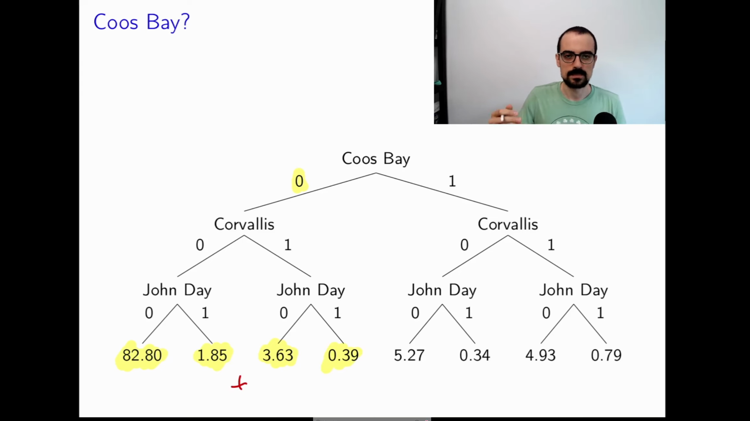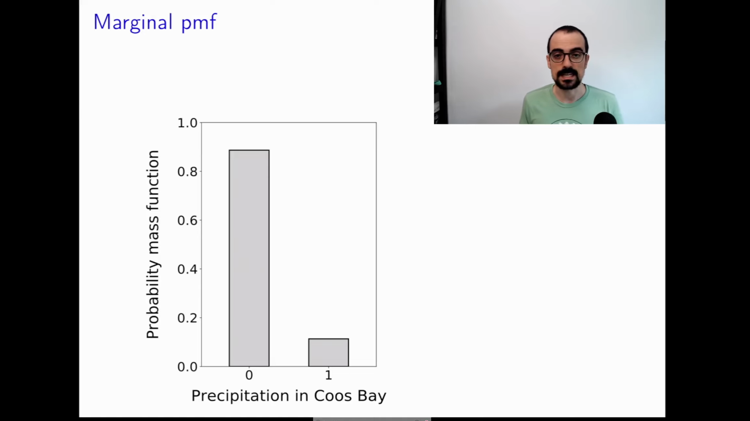Okay, so these are the probabilities that I get if I add up the yellow points and the blue points that I just showed you. It turns out that most of the time it's not raining in Coos Bay, but remember that this is an hourly measurement, so it's not that surprising. Even in places where it rains a lot, if you look at the actual hours that it's raining, you cannot expect it to be raining that high a percentage of the time.